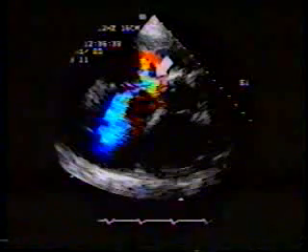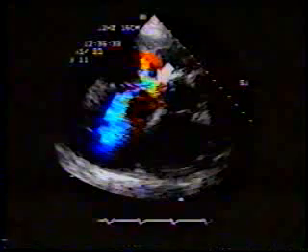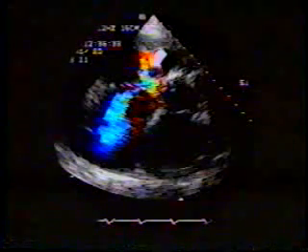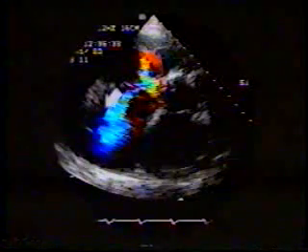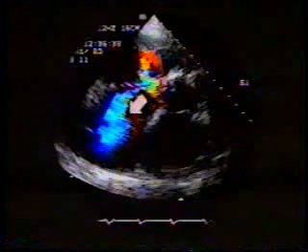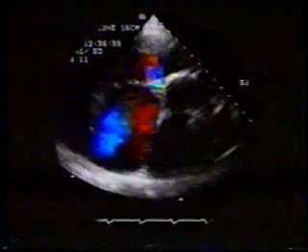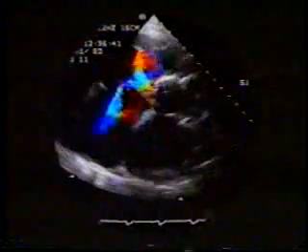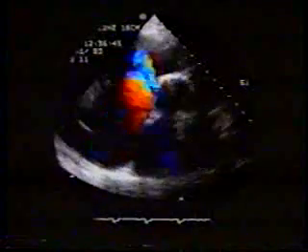Color flow examination clearly showed the presence of left to right shunt across this lower portion of the septal patch into the right ventricle. Note also a significant size jet of tricuspid regurgitation into the right atrium. Observe these in real time. You can clearly see the left to right shunt as well as tricuspid regurgitation.